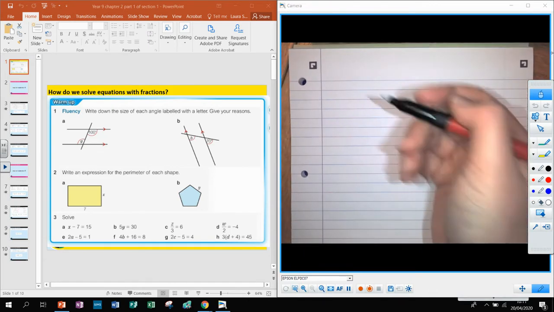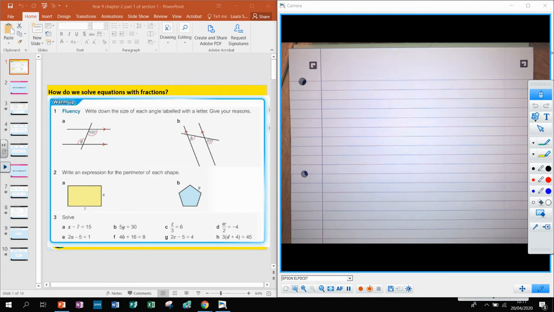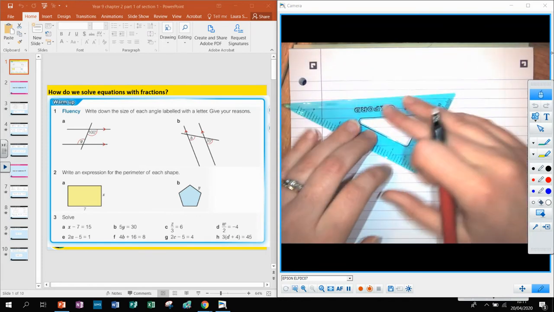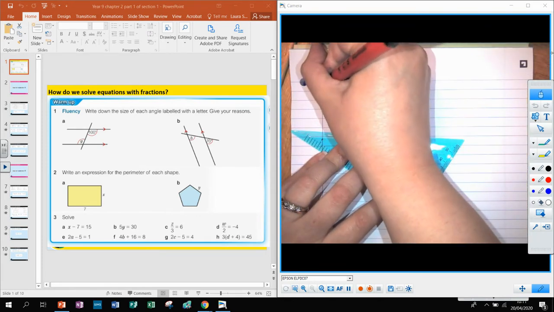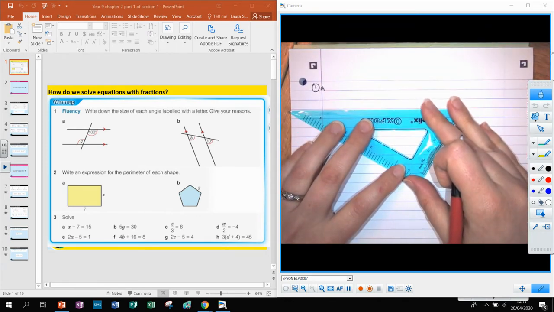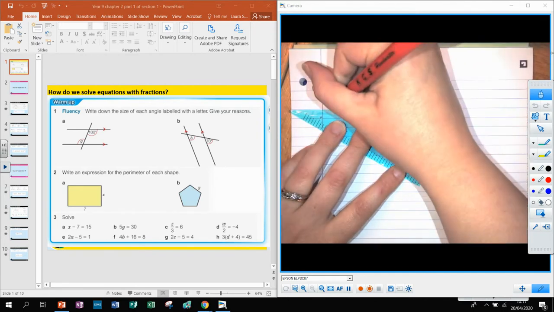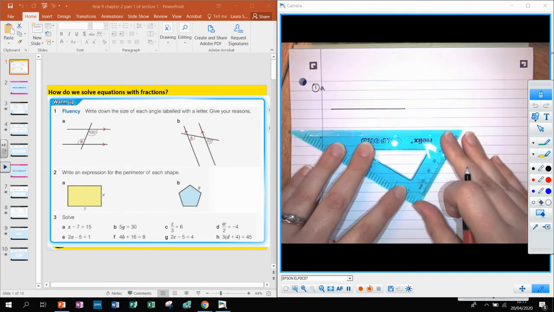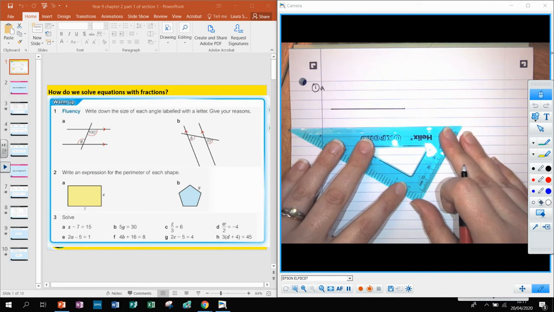Lovely. Okay, so for our first question, they asked us to write down the size of each angle labeled with a letter. Right, well, first of all, I do think it's useful to have diagrams when you answer questions. I'm not sure if you drew them yourselves, but I'm going to draw them so that we can talk about them a bit more easily.